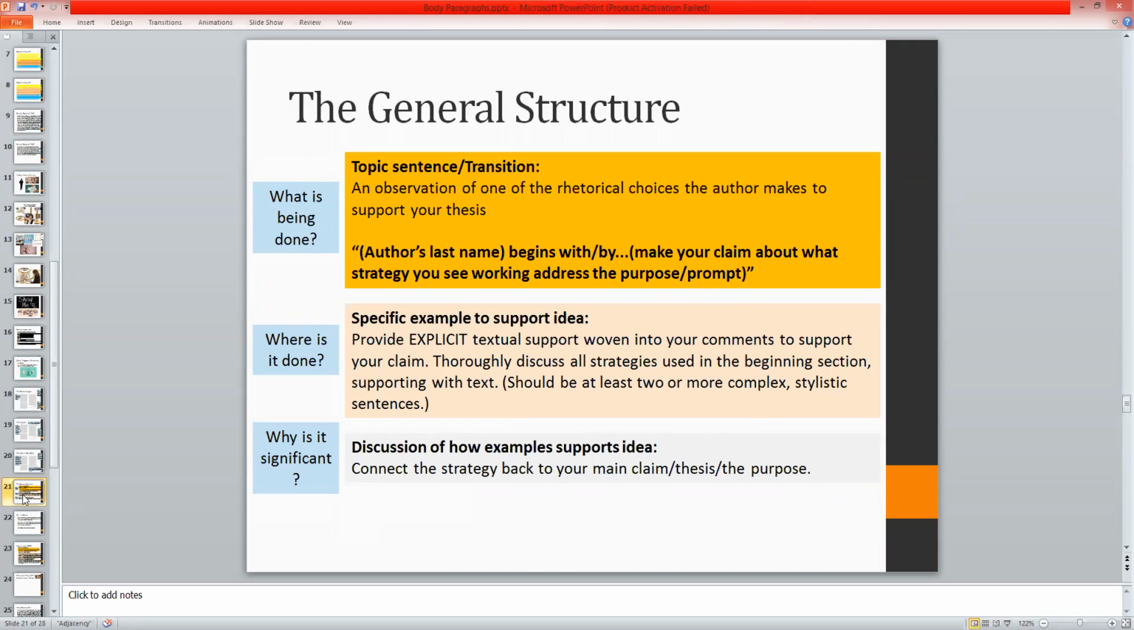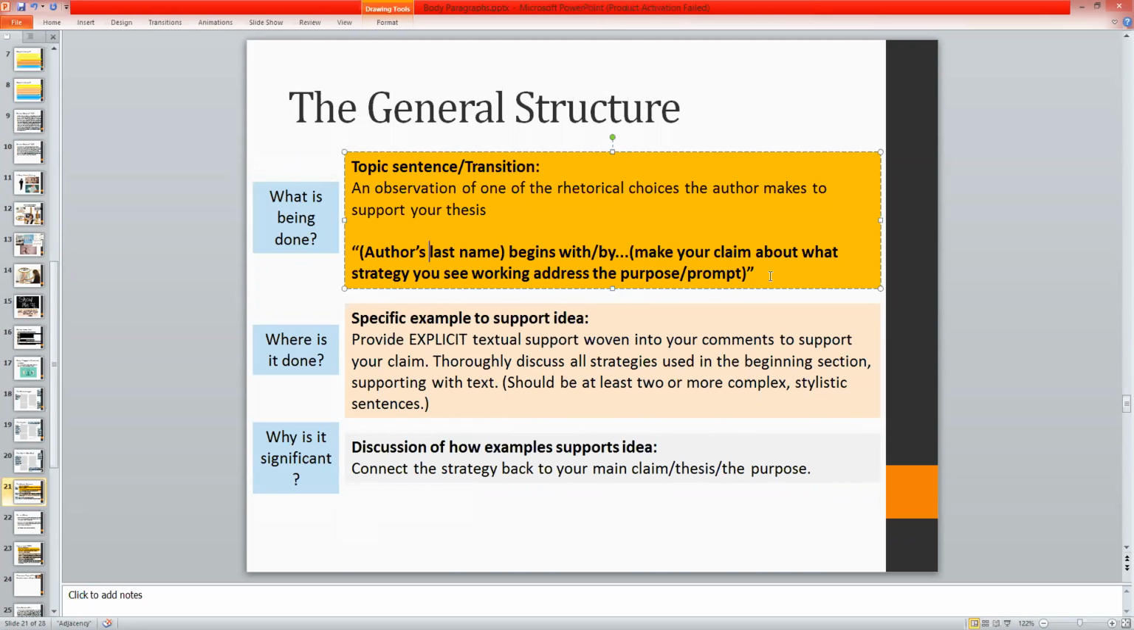So let me make this small caveat before I begin. Even though there's a formula, like always, you can break the rules, replace things here and there, maybe not the topic sentence so much, but you want to make sure that you have these components, otherwise you don't have a full body paragraph. So with every body paragraph, look at your topic sentence, right? Do you observe one or maybe more of the rhetorical choices the author makes to support your thesis? So in general, what's the author doing?